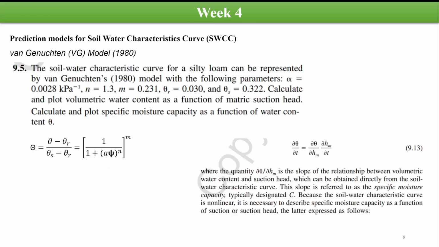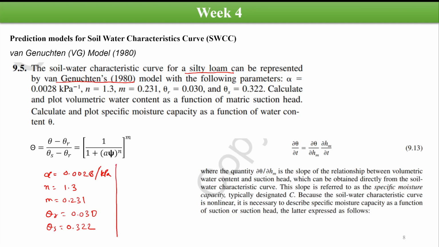So this is one of the questions where it is written that the soil water characteristic curve for a silty loam can be represented by the Van Genuchten model with the following parameters. The parameter value is given as alpha 0.0028 per kPa. Then the value of n is given as 1.3, m is given as 0.231, theta r is given as 0.030, and theta s is given as 0.322. We need to calculate and plot the volumetric water content as a function of matric suction head, and we need to calculate and plot the specific moisture capacity as a function of water content. So two plots we need to make.